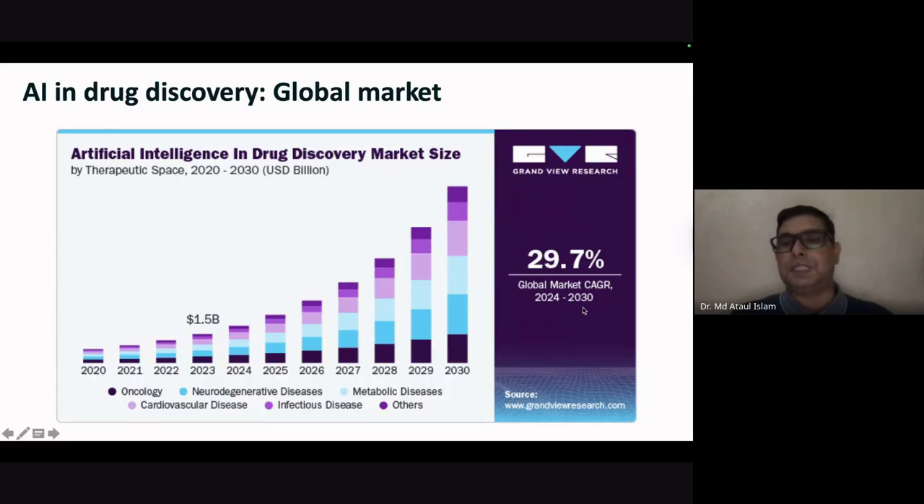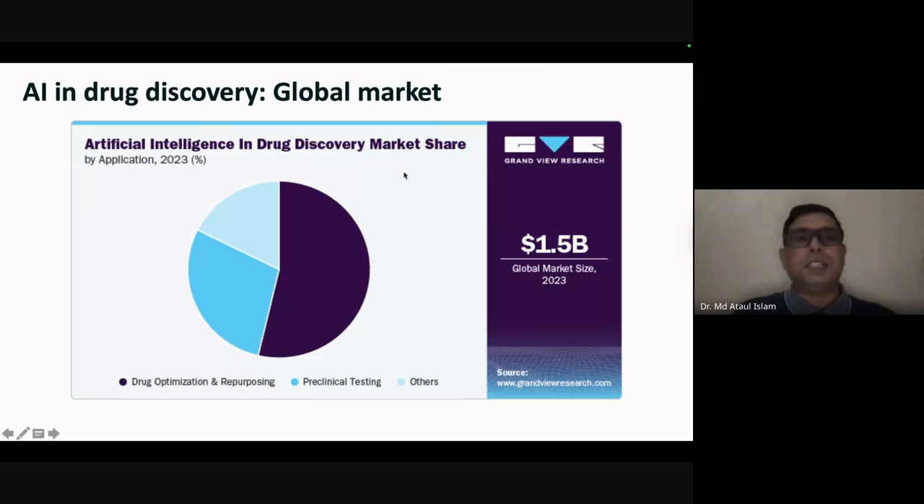So 29.7% in the global market, and you can see that in 2023 it was at 1.5 billion US dollars. And what is the projection? A different field like oncology or neurodegenerative disease or metabolic disease or cardiovascular disease. So people understood the essence, the beauty, or the real application of artificial intelligence drug discovery. That's why you can see how the market size is increasing rapidly. So here, process-wise, like drug optimization, repurposing, or picking and testing, and others, these are the involvement of the total market size. So most of the people are investing in the drug optimization and repurposing field.